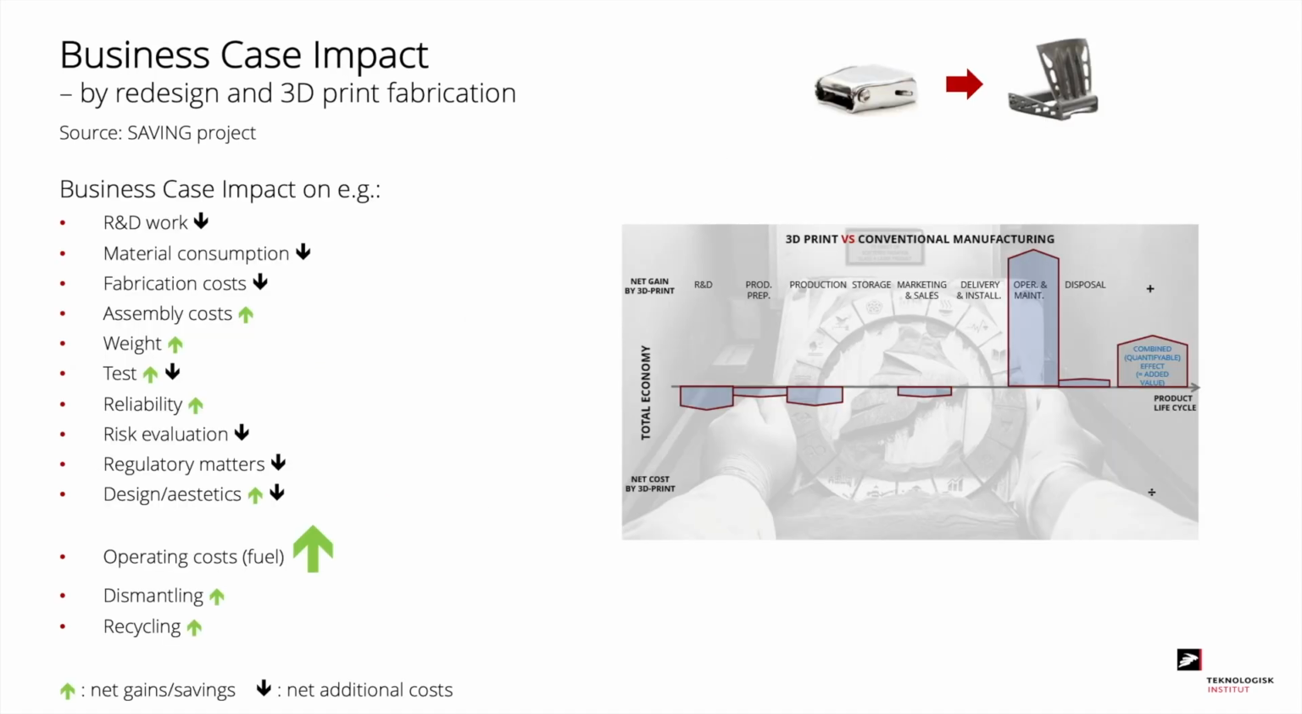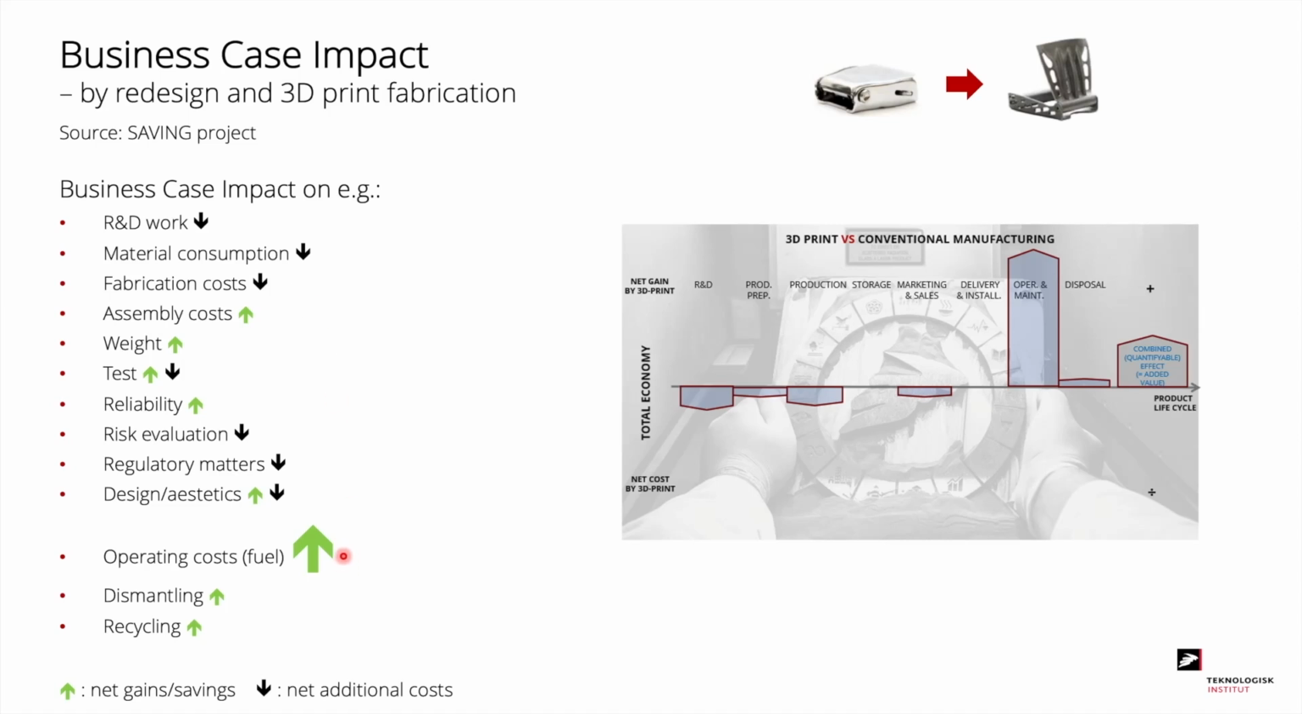A way to illustrate this is to make a list of where you have impact by changing to additive manufacturing. The arrows illustrate the positive and negative impact, where the green upward pointing arrows show a positive effect and the negative effect is illustrated by downward pointing black arrows. And the overall positive effect is shown by the big green arrow for the operating cost, meaning the fuel savings.